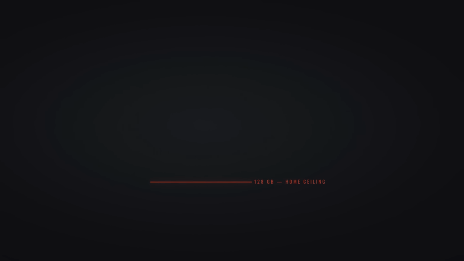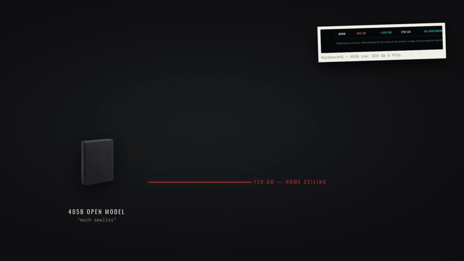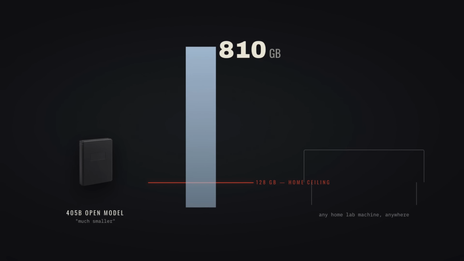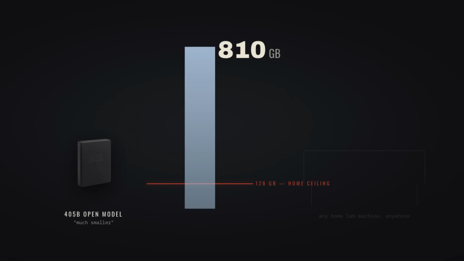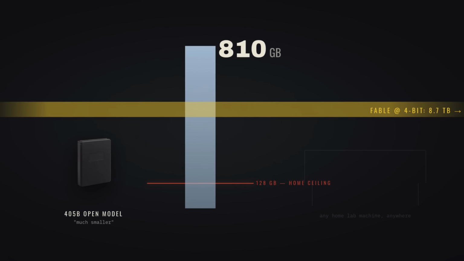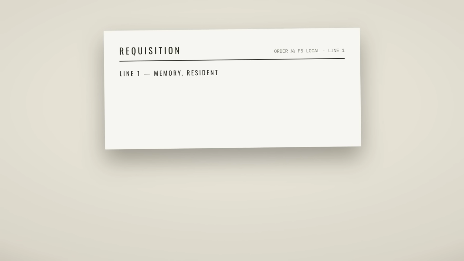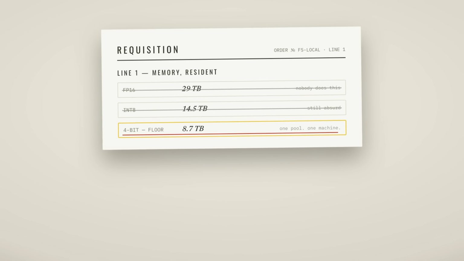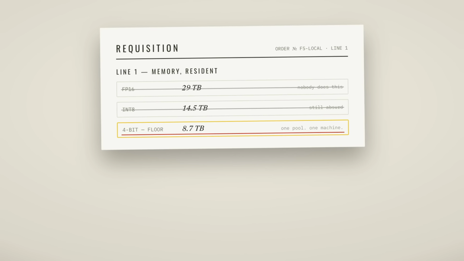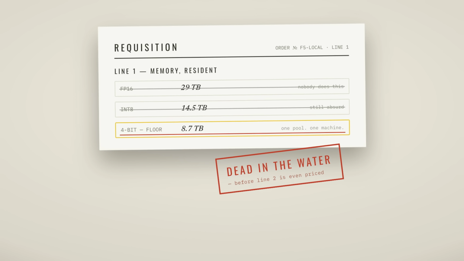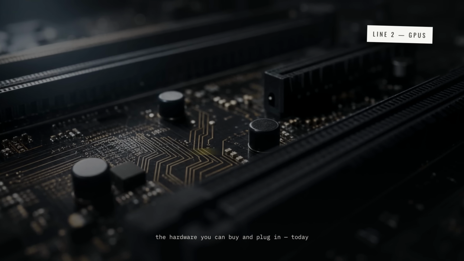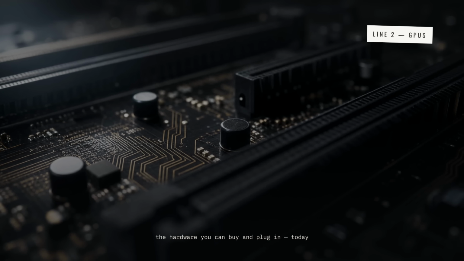For scale, just loading a much smaller 405 billion parameter open model at full precision demands around 810 gigabytes of VRAM. That alone is already beyond any Homelab machine in existence, let alone something trillions of parameters large. So our single line item for memory just became a problem, and the absolute cheapest option still asks for multiple terabytes in a single pool, which means the purchase order is dead in the water before we even look at a physical graphics card. So to actually hold those terabytes, you have to look at the physical hardware you can buy and plug into a motherboard today.